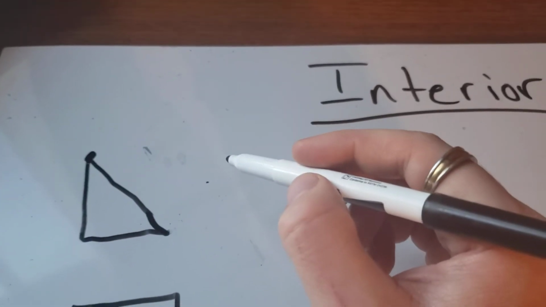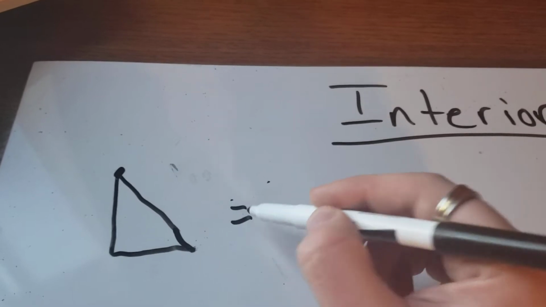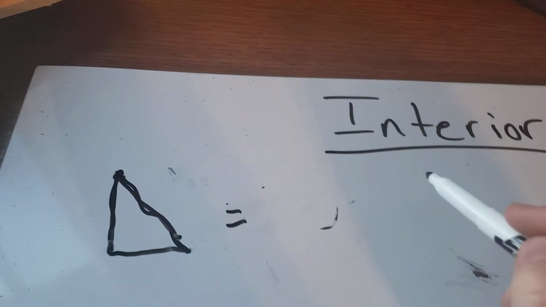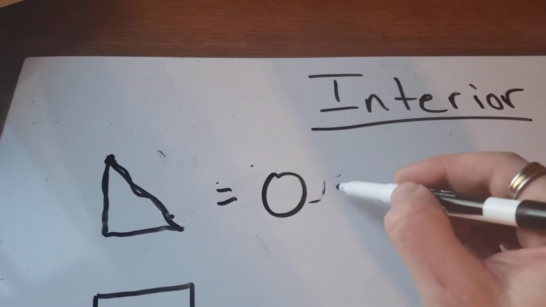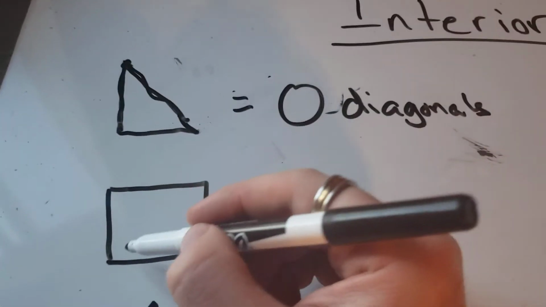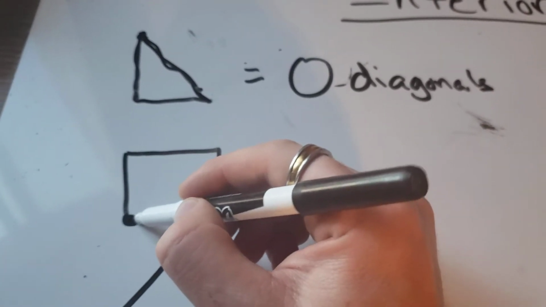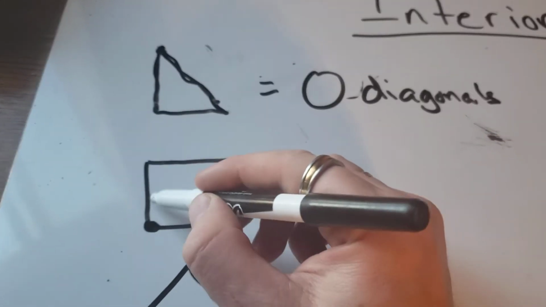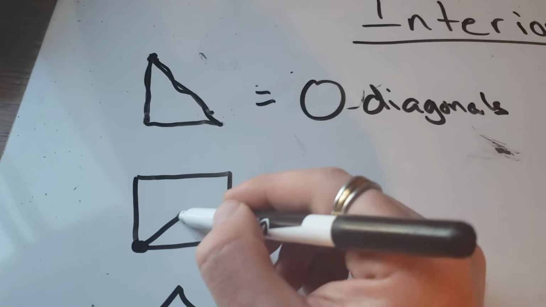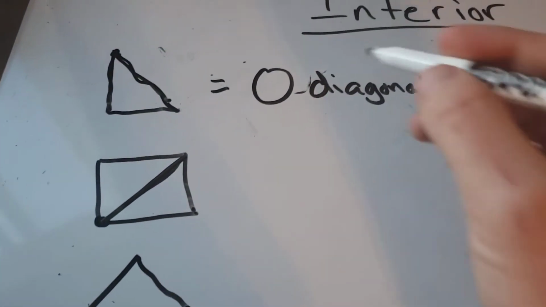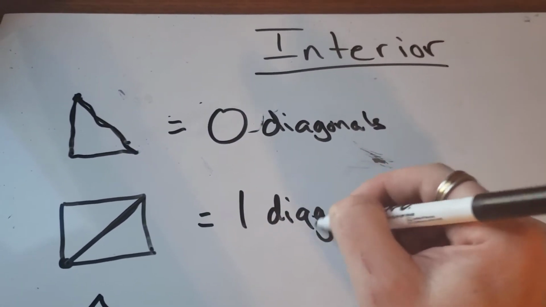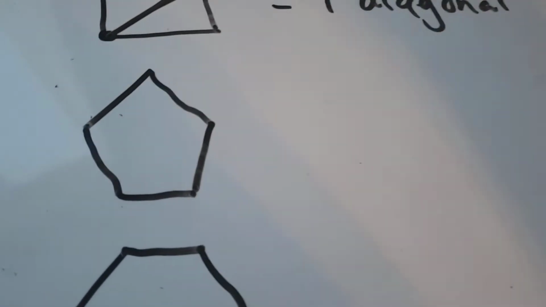So how many diagonals does a triangle have? Well, if I draw a line here, that's a side. If I draw a line here, that's a side. So how many diagonals does a triangle have? 0 diagonals. All right, so let's look at a quadrilateral. Pick an angle, doesn't matter which one. So let's pick this one. Okay, if I draw a line here, that's a side. Line here is a side. The only angle I can connect it to is all the way across. So how many diagonals does a quadrilateral have? 1 diagonal.